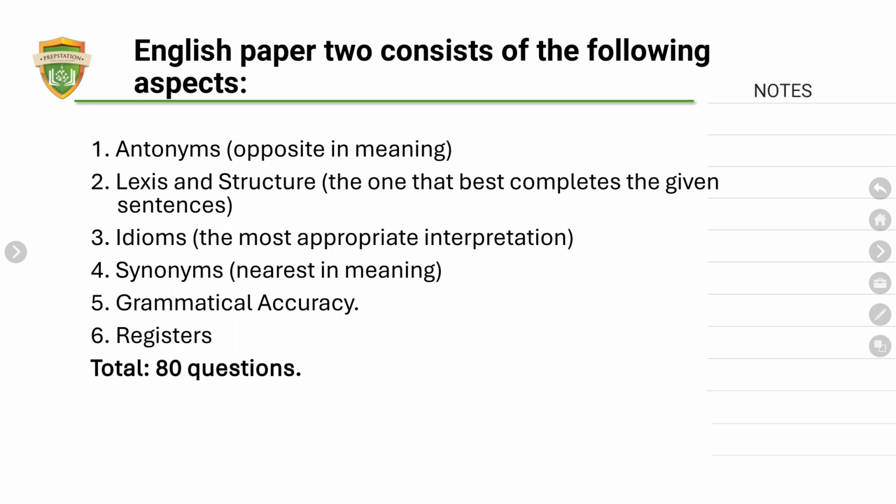English Paper 2 consists of the following aspects: antonyms, opposite in meaning; Lexis and Structure, the one that best completes the given sentences. That's where you look at words that are appropriate. And then idioms, the most appropriate interpretation; synonyms, nearest in meaning; grammatical accuracy, test on grammar, then registers. A total of 80 questions. It used to be 100 questions, but now it's 80. In recent times, it's 80 questions.